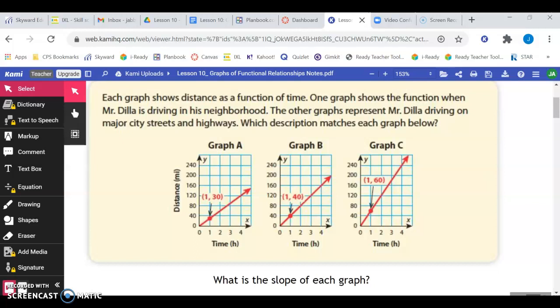One graph shows the function when Mr. Delo is driving in his neighborhood. The other graphs represent Mr. Delo driving on major city streets and highways. Which description matches each graph below?